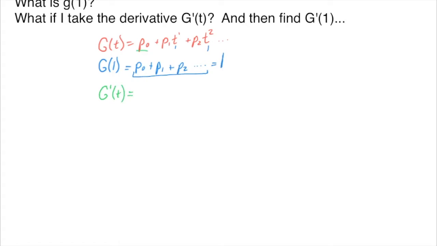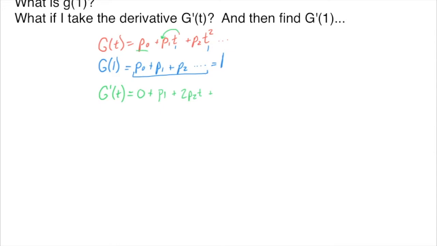The derivative of a constant, a probability, would be 0. Okay? The next one, we're going to bring the 1 in front, meaning that's going to be p1, right? And then the t will be to the 0 power. And keep going with that. Then we'll have plus, bring the 2 in front, so 2 p2 t, and so on and so forth.